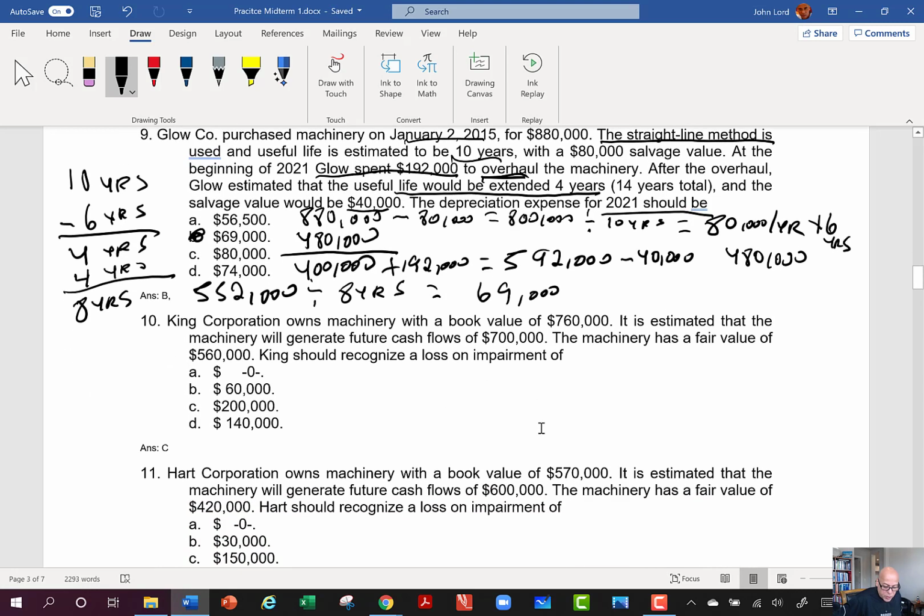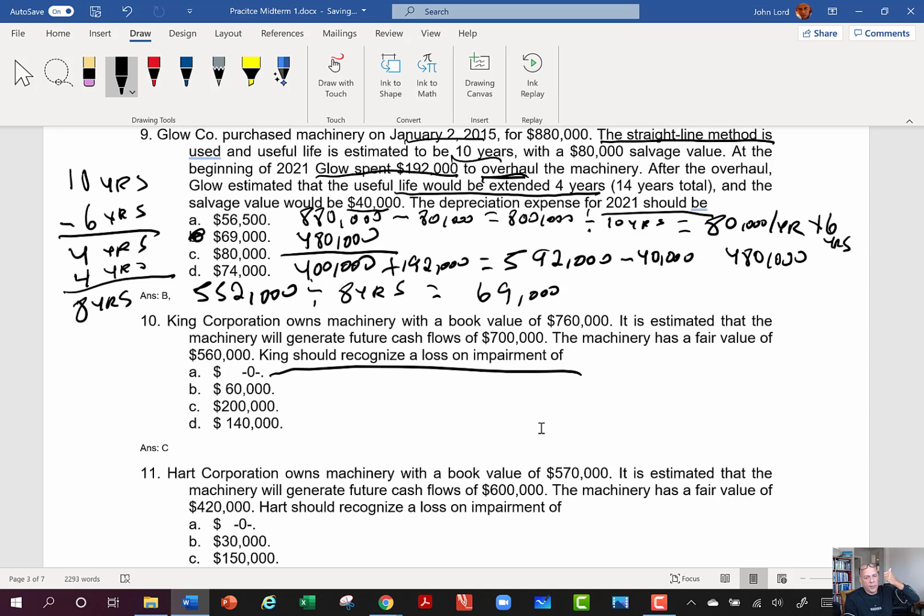Let's take a look at King Corporation. And we're talking about potential loss on impairment here. Again, I'm jumping down to what they want. You probably would want to read the question more carefully, obviously, if you're taking this. But if I'm looking for a loss on impairment, the rule is what? It's a two-step process for a fixed asset. So let me make sure I've got this.